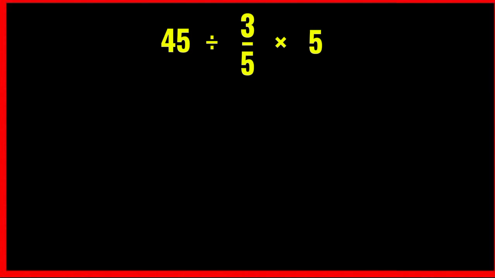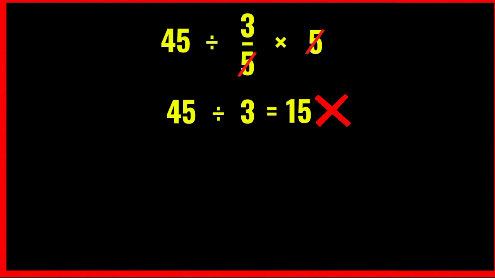Today we have an interesting calculation. 45 divided by 3/5 multiplied by 5. At first glance, many people immediately try to cancel 5 in the fraction with the 5 at the end. That gives them 45 divided by 3, which equals 15. It looks simple, but this solution is not correct.